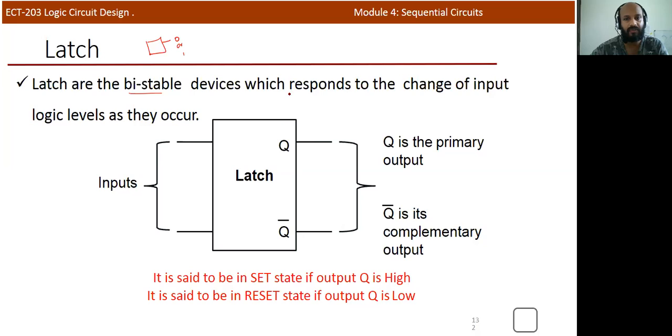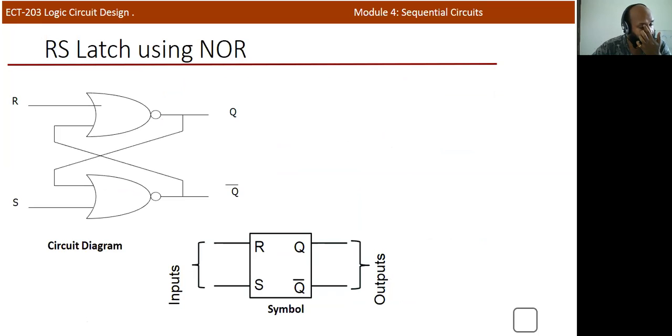That's why it's known as a bistable device, and it responds to the changes of the logic levels at the input. So we can apply input, and based on the input, the output Q or Q bar will change. Q bar is simply the complement of Q. So Q is the output and Q bar is its complement. So this is a valid case. When the output Q is high, we will call it the flip-flop output is set. And when Q is low, we will call it the flip-flop is in the reset state. Set and reset.